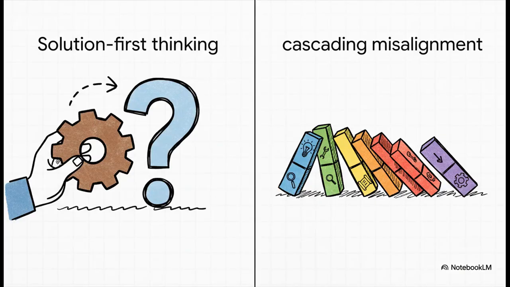And this is why it's all over the exam. PMI knows that getting this wrong leads to absolute disaster. You get solution-first thinking. That's when a stakeholder just shouts, "We need a large language model," before you've even defined the problem. Or you get cascading misalignment, which is when that first mistake just snowballs into using the wrong data, the wrong algorithms, and totally wrong success metrics down the line.